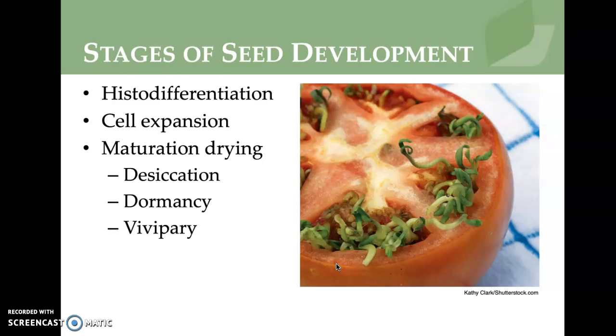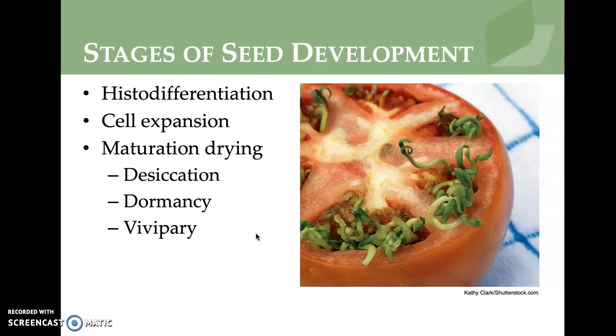So this is histodifferentiation. That's a fancy word for the embryo and endosperm develop distinct characteristics and seed size increases rapidly. So the whole process is started through adding water. Cell expansion: the seed undergoes a phase of swift cell enlargement due to accumulation of food reserves in the form of carbohydrates, fats, oils, and proteins.